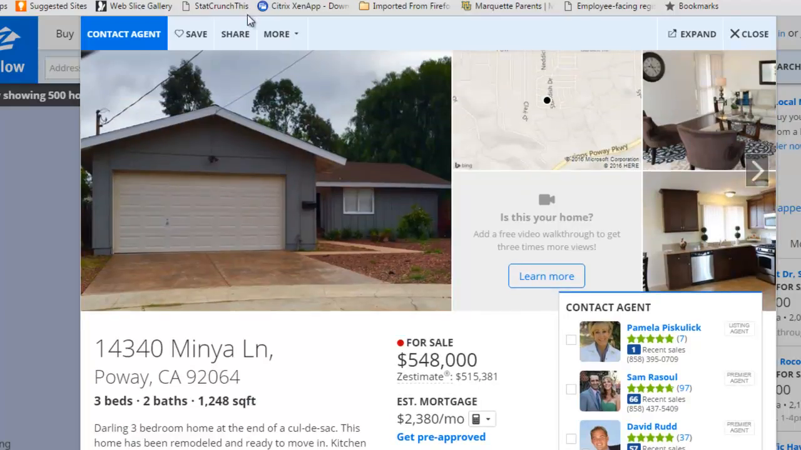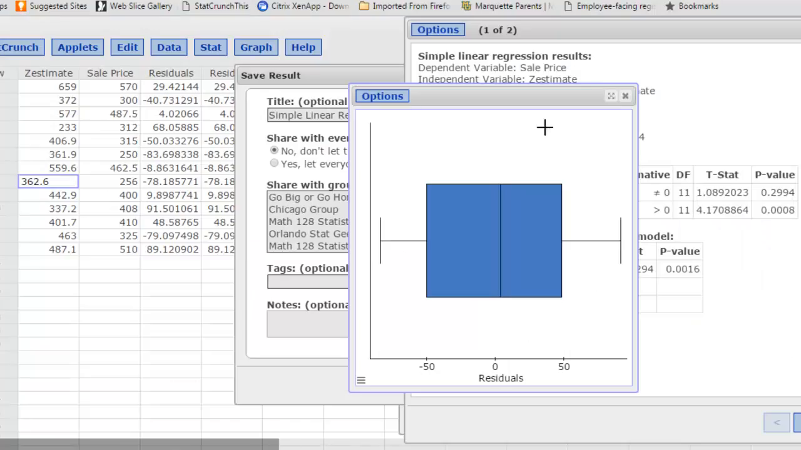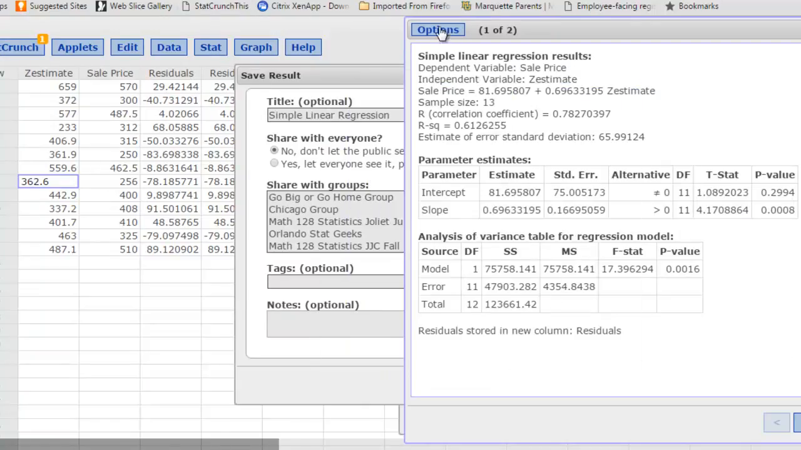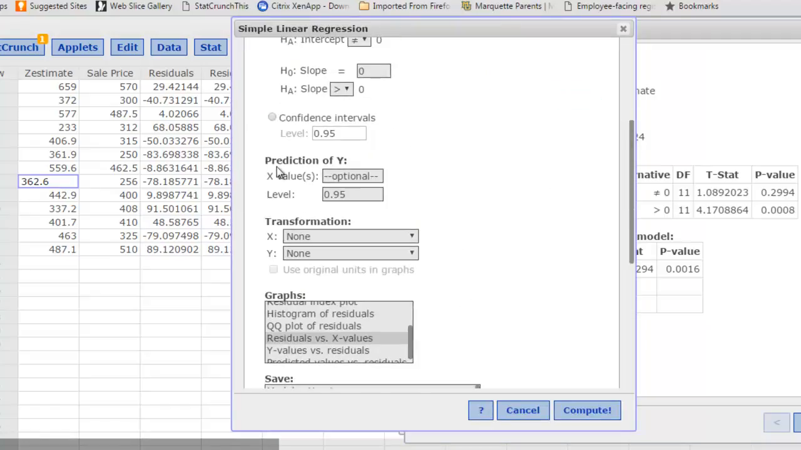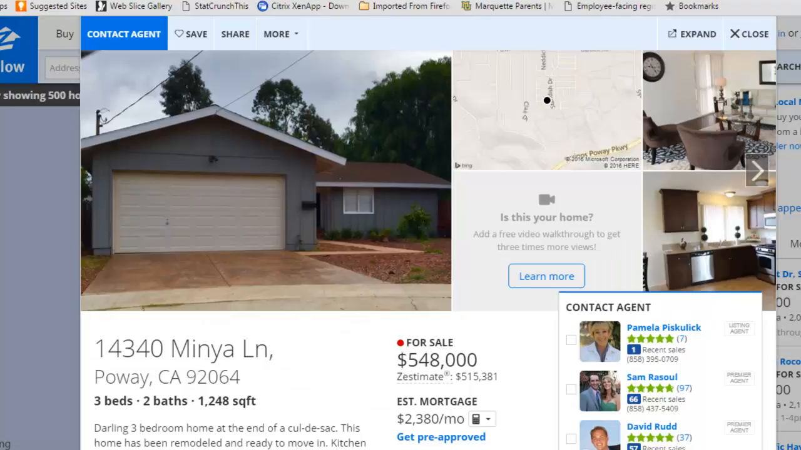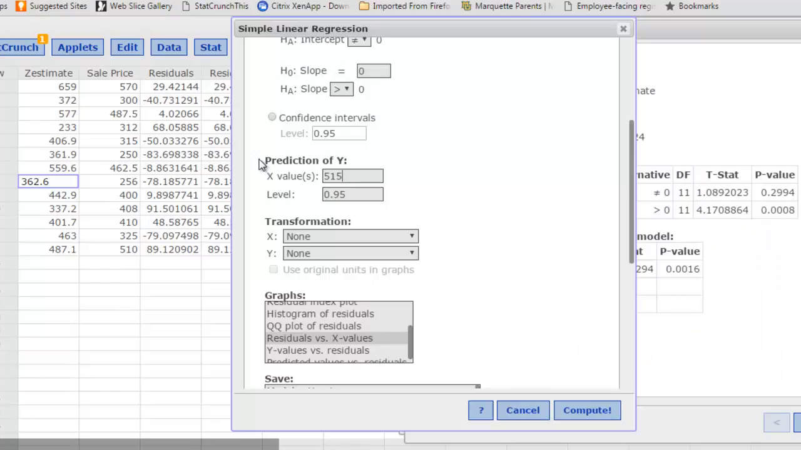This estimate is $515,381. So we're going to go to StatCrunch, go back here to Options and Edit, and we're going to make a prediction. See this predictions part right here in StatCrunch? We're going to put in this estimate of 515.4. And then we're going to leave our level of confidence at 95%.